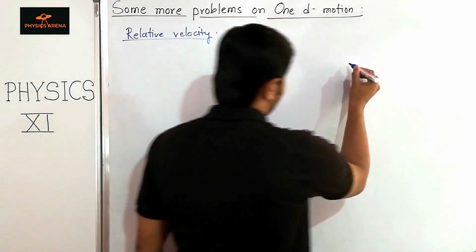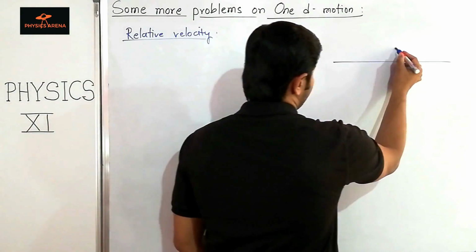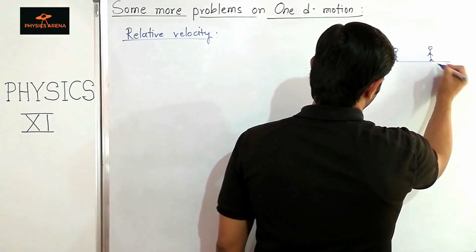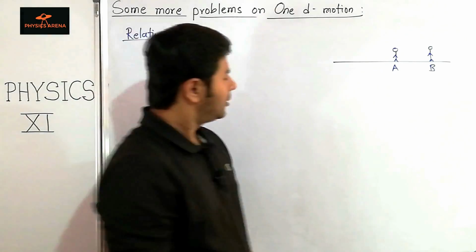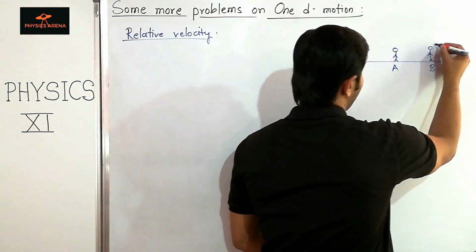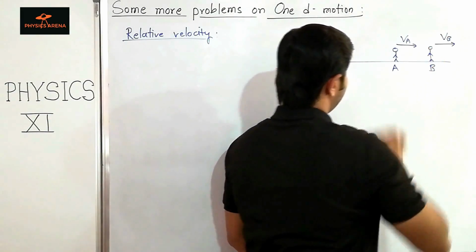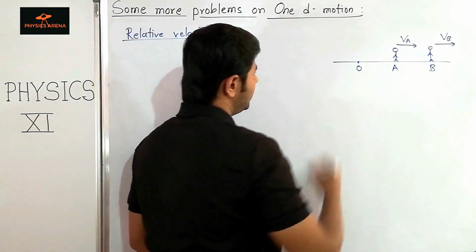So suppose we have this straight road and let there be these two children A and B running on the road. So A is trying to chase B, Vb is velocity of B, Va is the velocity of A, and this O is the origin.